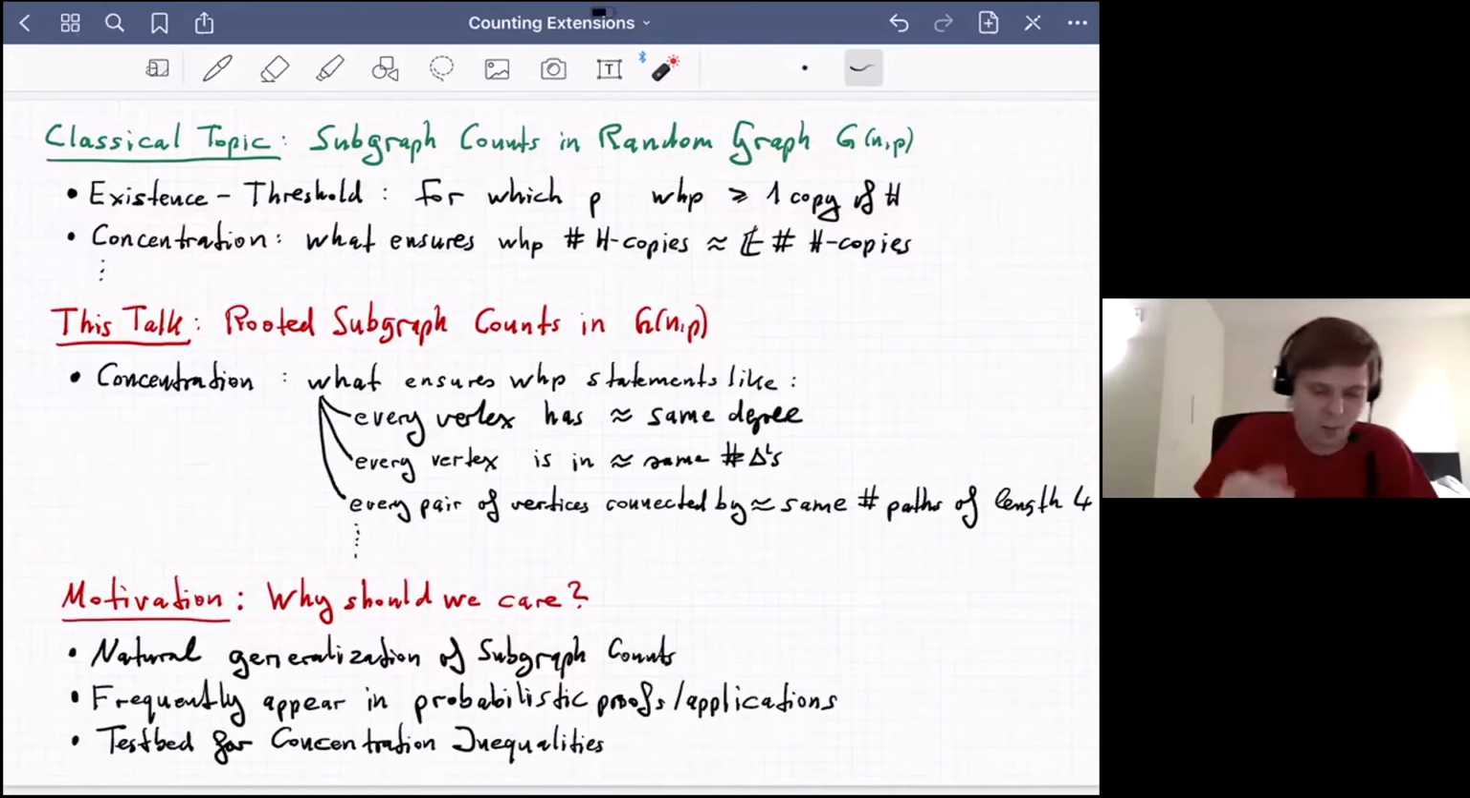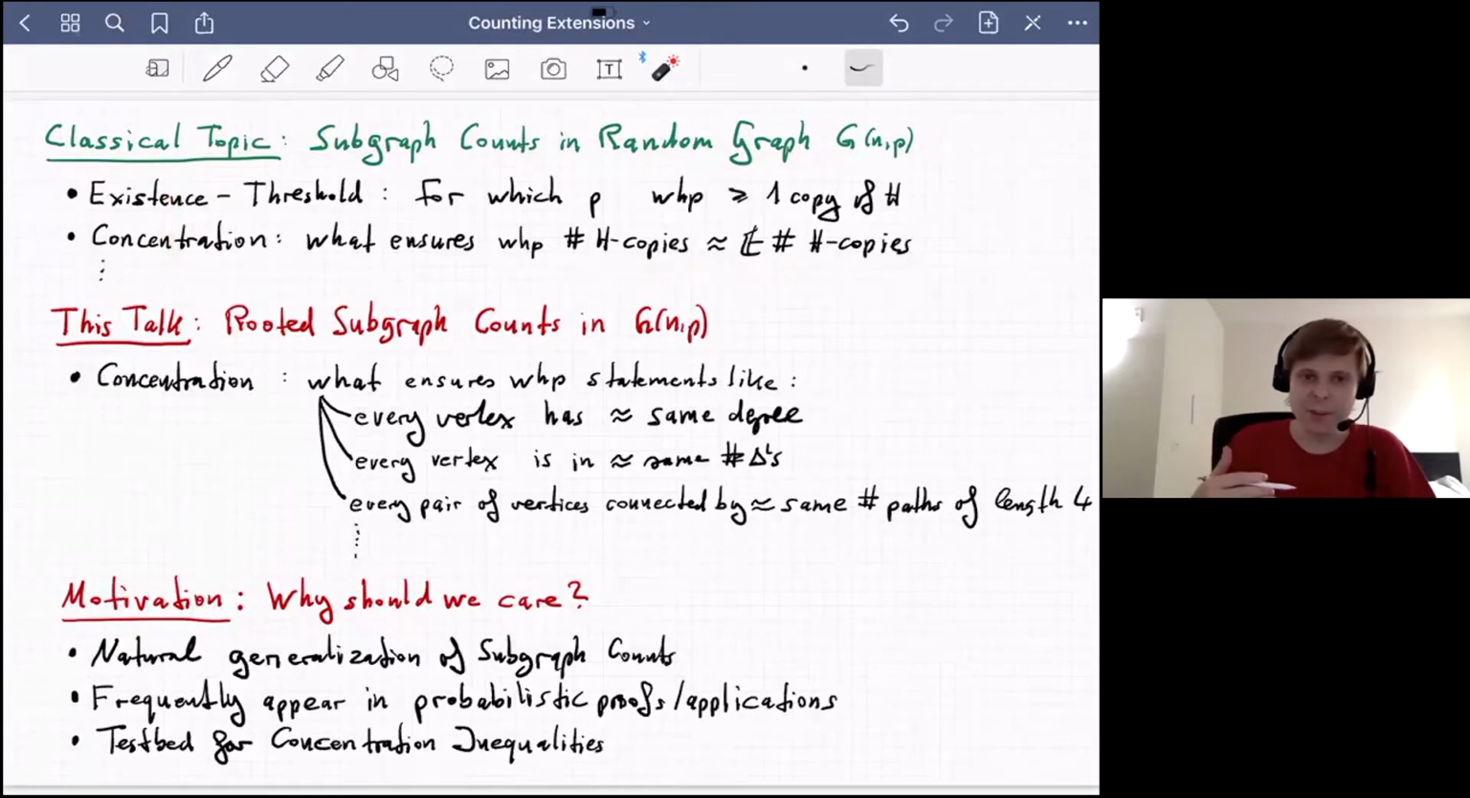Once we know that there's at least one triangle or one copy of H, we can start asking other questions. Particularly, we might be interested in the concentration question. What ensures that the number of copies of H is close to the expected value with high probability? It turns out that the classical first and second moment will allow you to answer this concentration question. In fact, just the second moment.